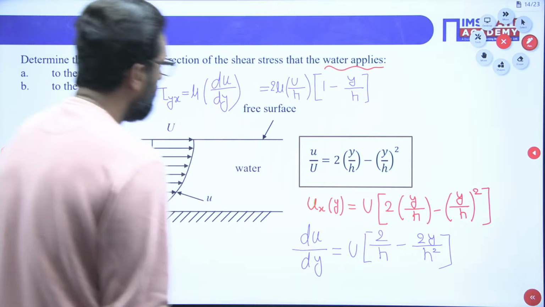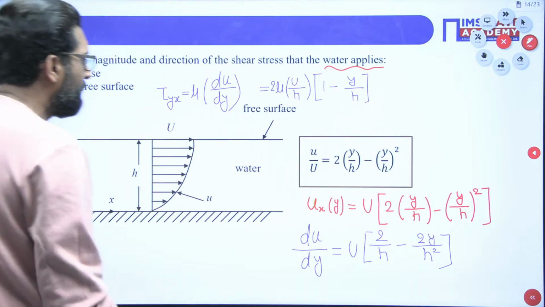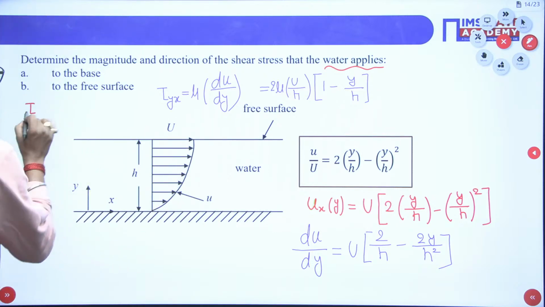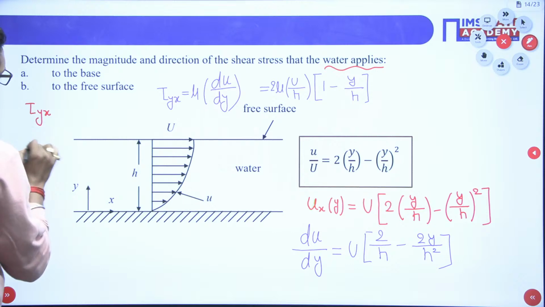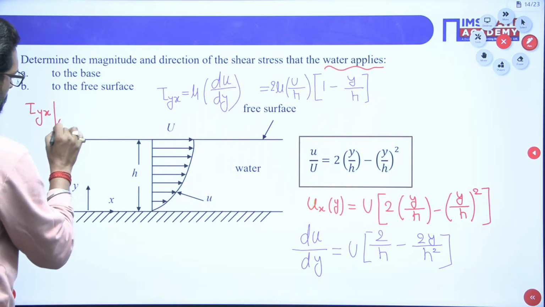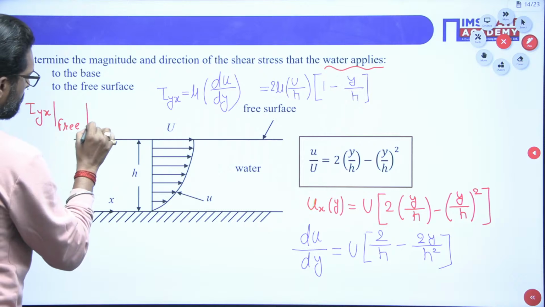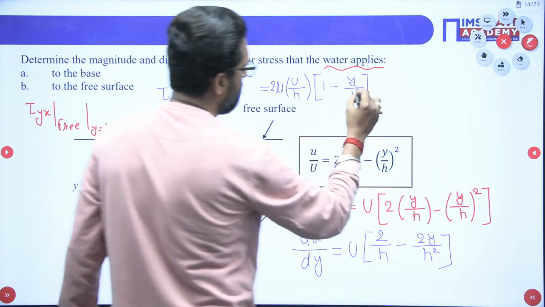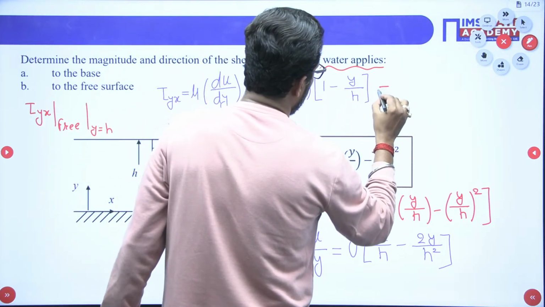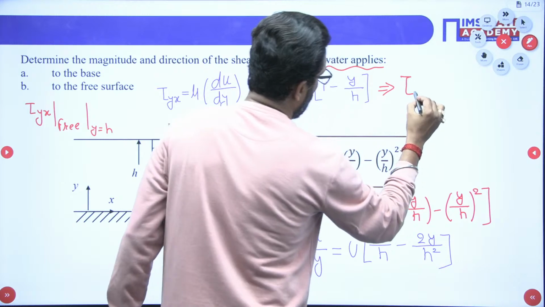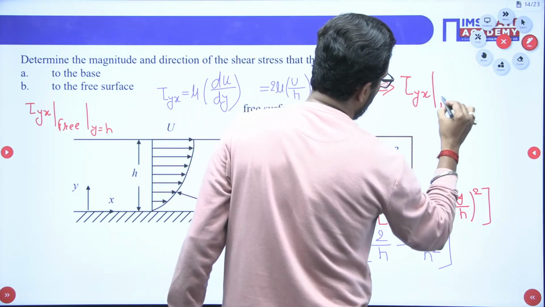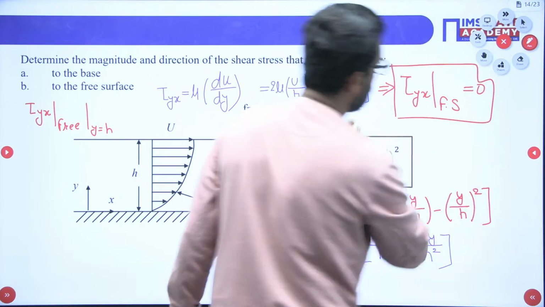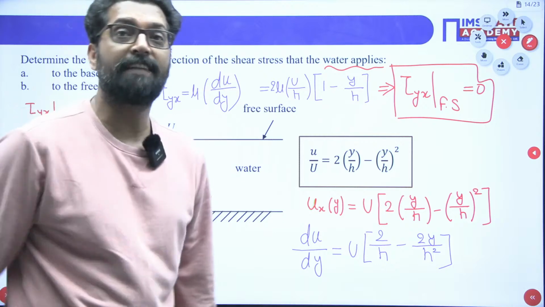This is shear stress. Now, my dear, if you are finding it at the free surface, tau yx at the free surface, that means at y is equal to h, put y is equal to h, this is tau yx at free surface, that is 0. This is a very important boundary condition. This is a very important boundary condition, I am telling you.